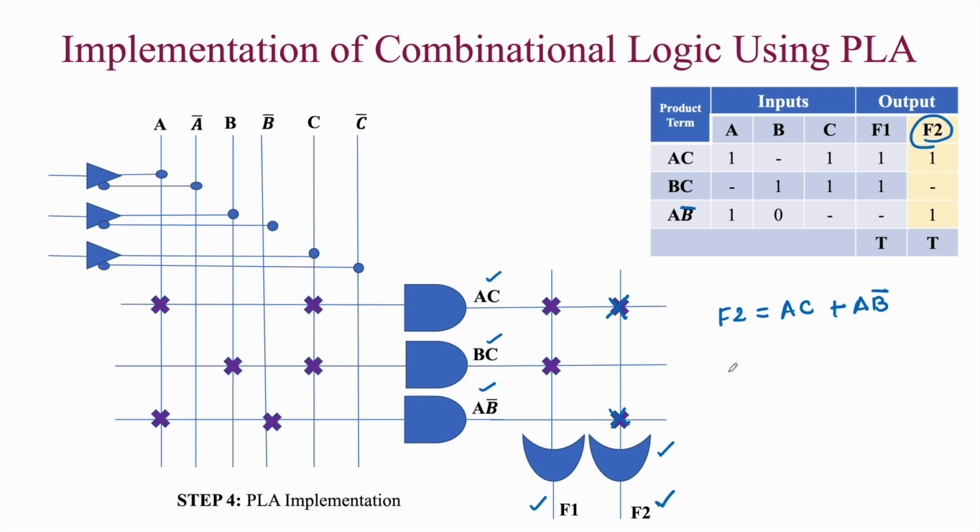Therefore, what did we do? First, we had just an expression, F1 is equal to some minterms. Similarly, F2 is equal to a group of minterms. We converted this into a truth table. Then using a K-map, we derived the expressions, later converted them into a program table, and implemented them using a PLA. Hope the explanation was clear.